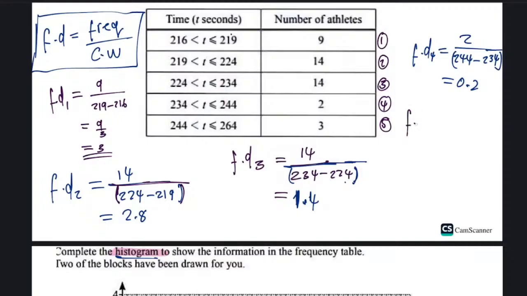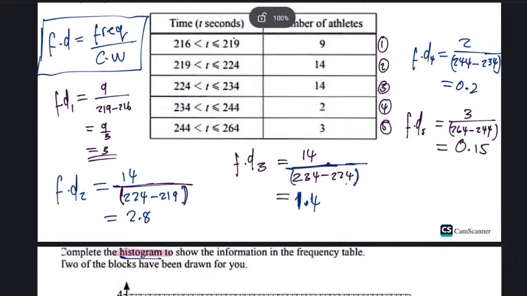Now we say frequency density, the fifth one. It's going to be, what's the frequency? 3 divided by, what's the class width? 264 minus 244. So it's 3 divided by 264 minus 244. Let's see what we get there. So it's 3 divided by, open bracket, 264 minus 244. You get 0.15. So these are the last ones, and we are done.